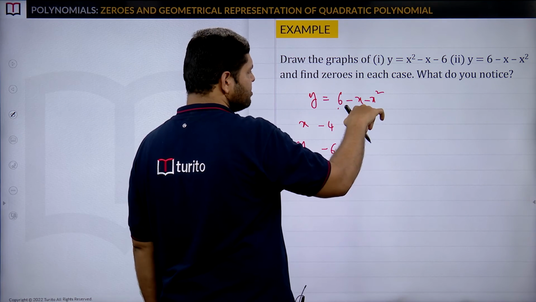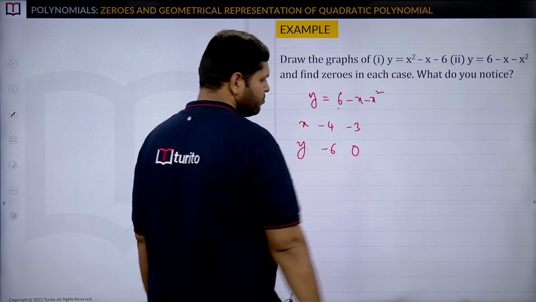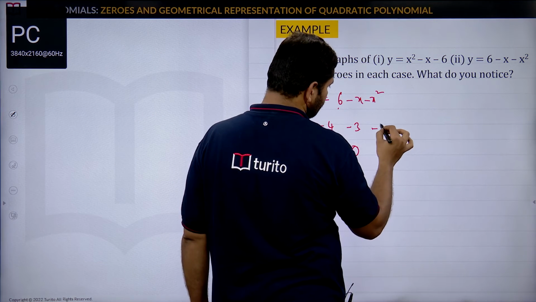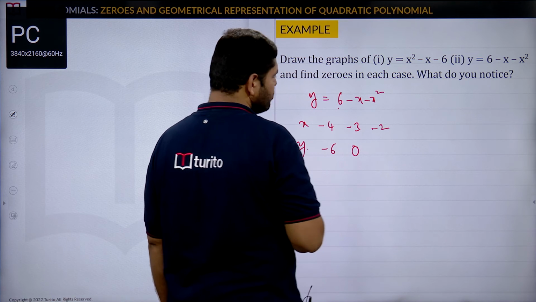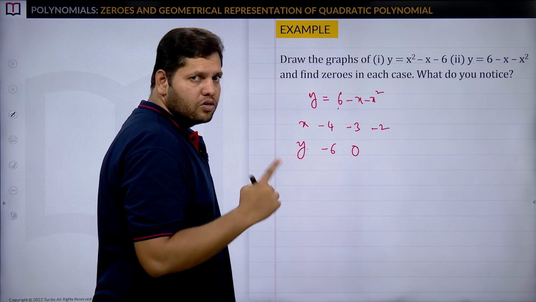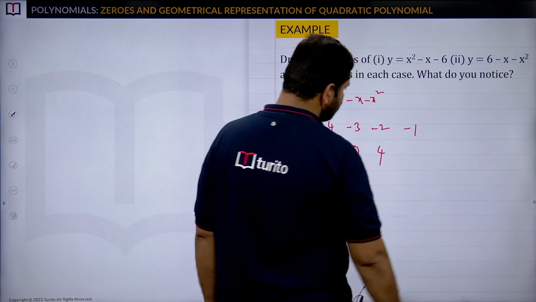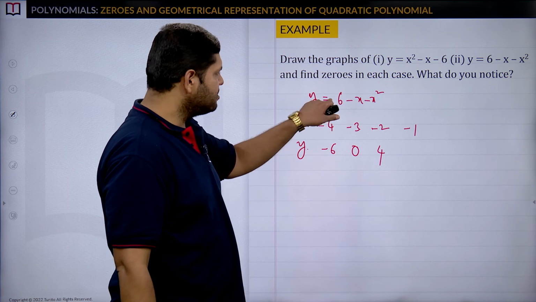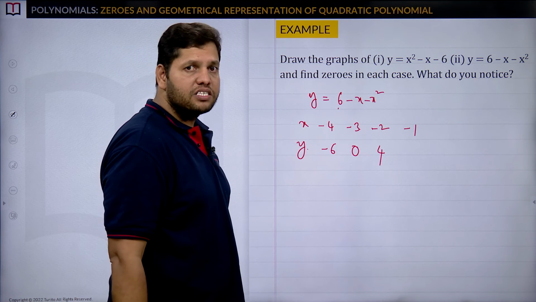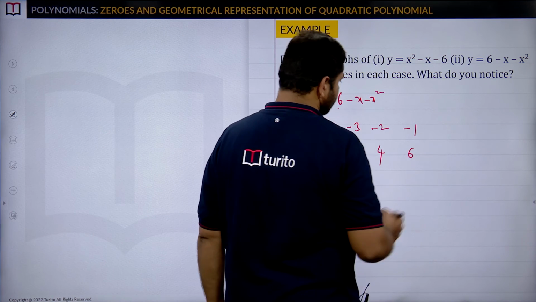Then I will take minus 3. 6 minus of minus 3 is plus 3, which means 9. So 9 minus 9 is 0. Next, I will take minus 2. 6 minus of minus 2 is plus 2, 6 plus 2 is 8. And 8 minus 2 square, 4. So 8 minus 4 is 4. Next, I will take minus 1. 6 minus of minus 1 is plus 1, so 7. 7 minus 1 square is 1. That is 7 minus 1 is 6.